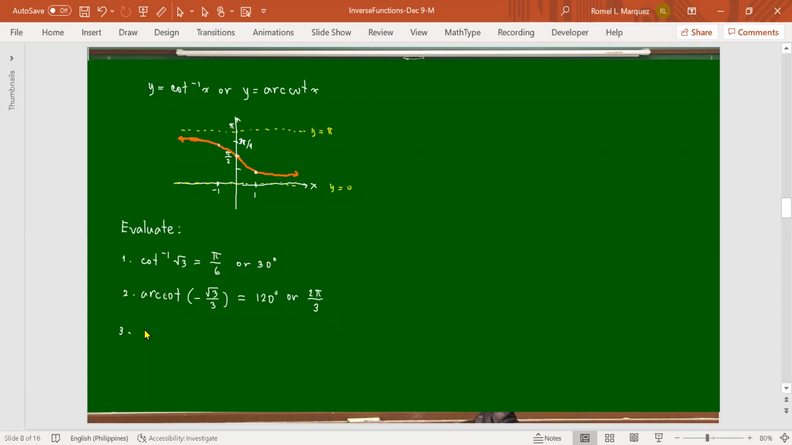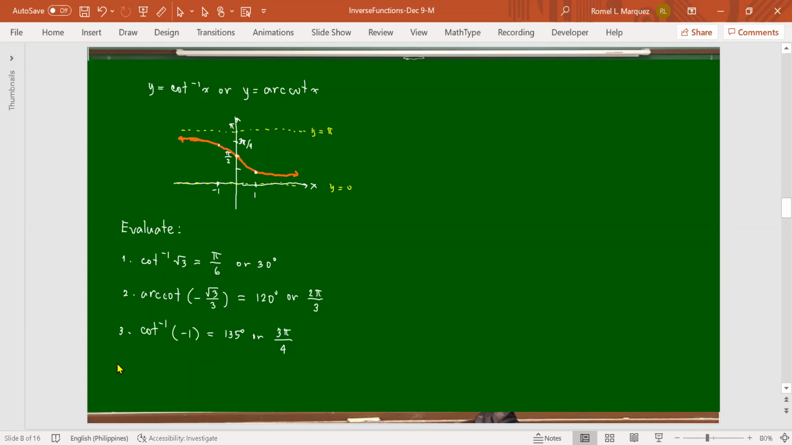Number 3, if I have inverse cotangent of negative 1, it is in the second quadrant because it is negative. So the reference angle is actually pi over 4, or 45 degrees. So that is 135 degrees, or 3 pi over 4. Am I right? Okay, so that's in radian measure.